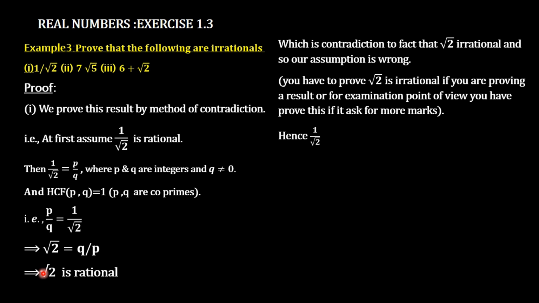Hence 1 by root 2 is an irrational number. Okay. So what we have to do? We have to apply the method of contradiction first. Then we have to assume 1 by root 2 is rational.